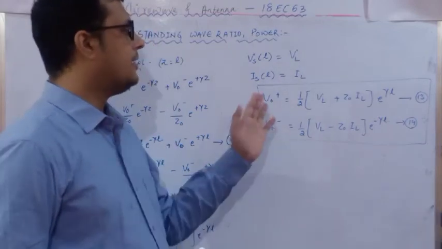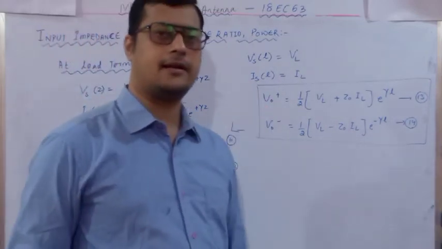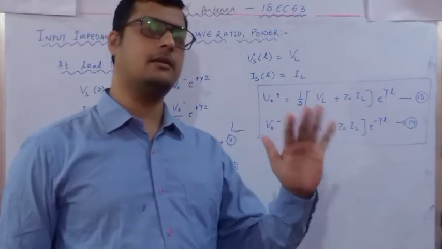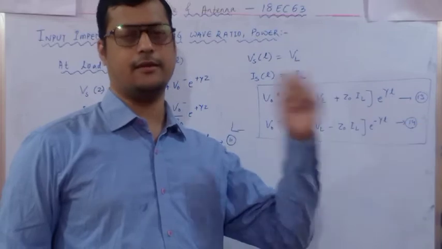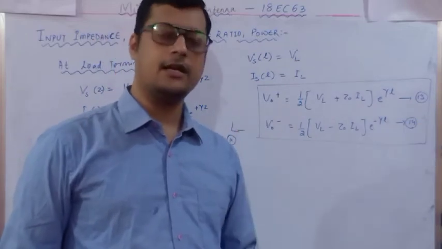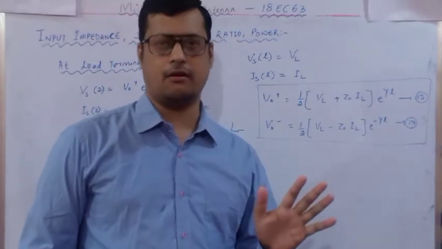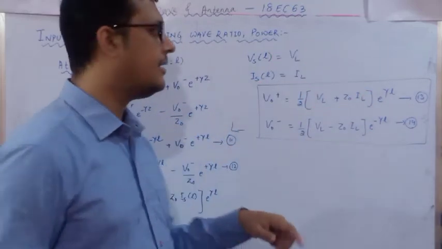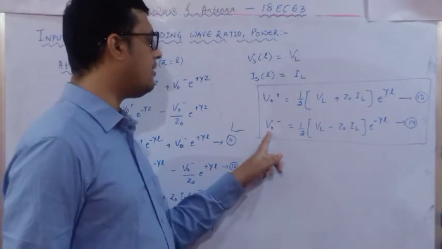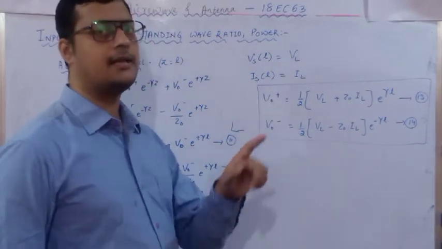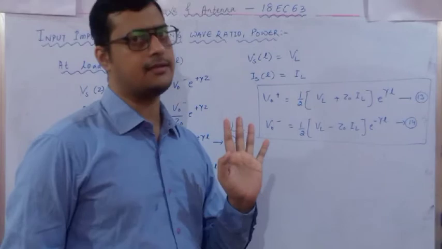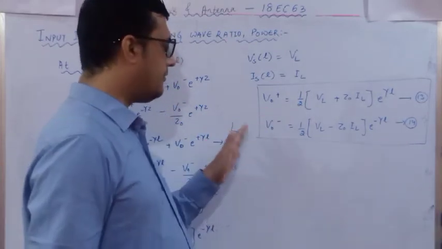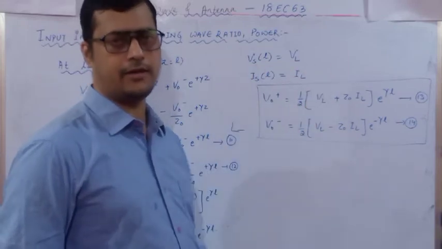Now here the most important factor is the reflection coefficient, which will come into the picture. Reflection coefficient is always measured at the load terminal. Now what is the reflection coefficient? Reflection coefficient is the ratio of reflected potential with respect to the incident potential. So if I take the ratio of V naught minus divided by V naught plus, then I can determine the reflection coefficient easily. So that we will calculate. First we will discuss how to identify these particular points.